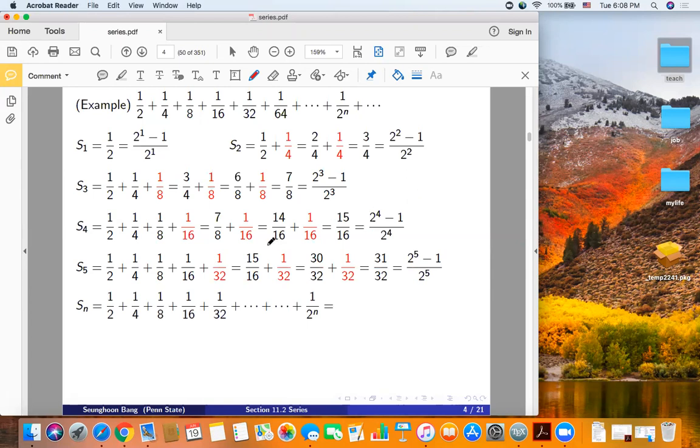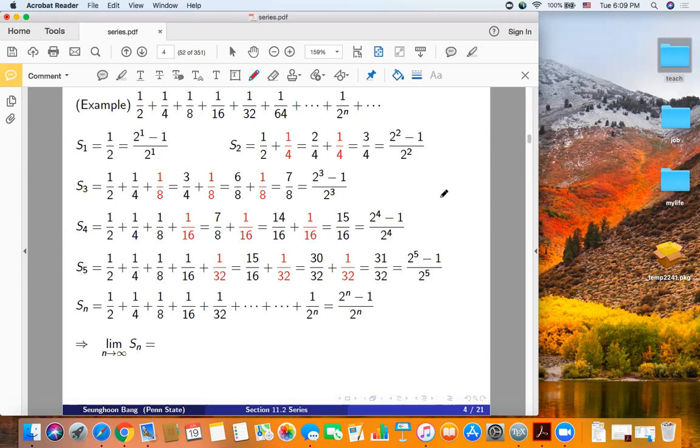So do you have a pattern here? This is like 5, this is 5 and 5. This is like 4, this is 4 and 4. This is like 3, we have 3 and 3. We have one good pattern. So when you replace the power by n, we have 2 to the n minus 1 over 2 to the n.